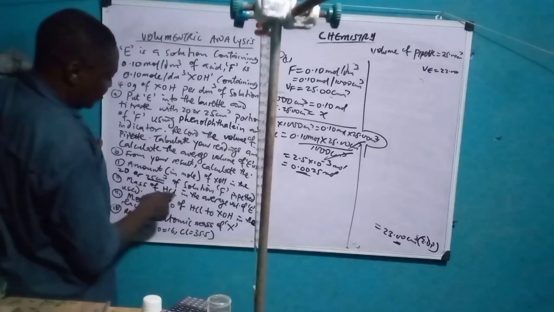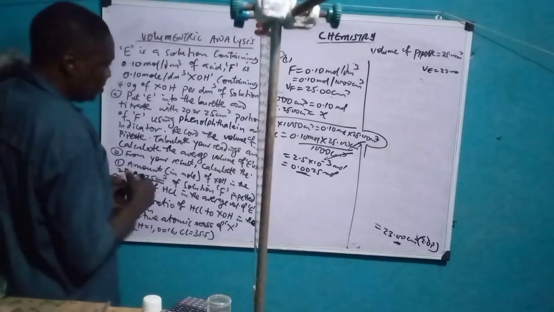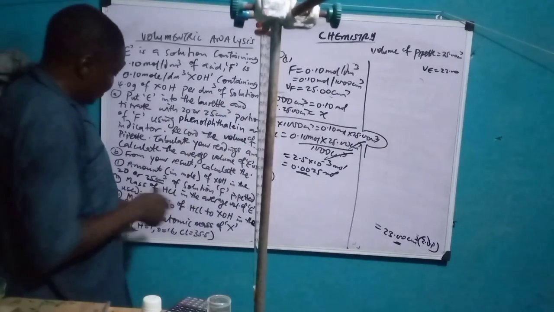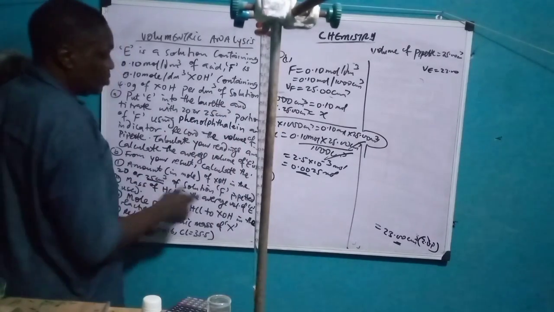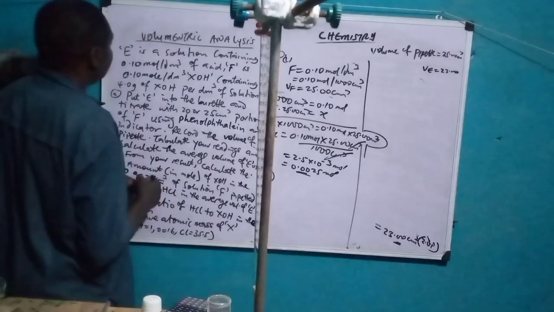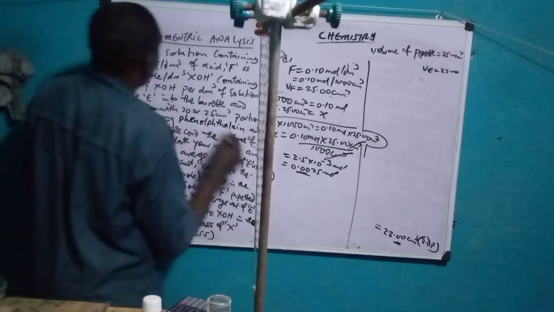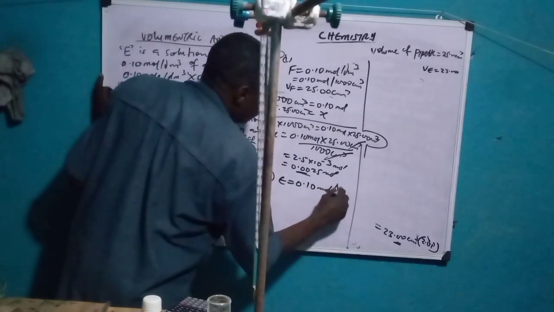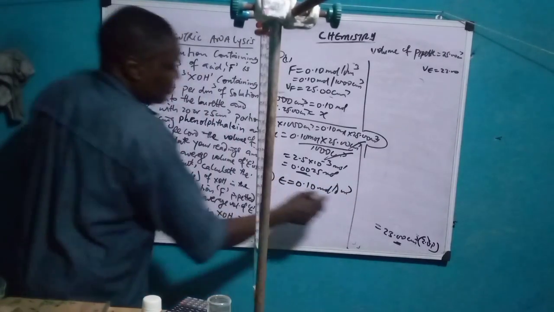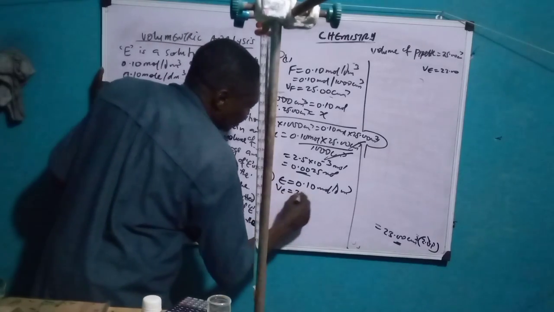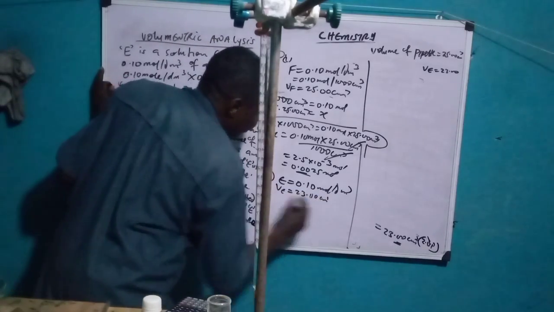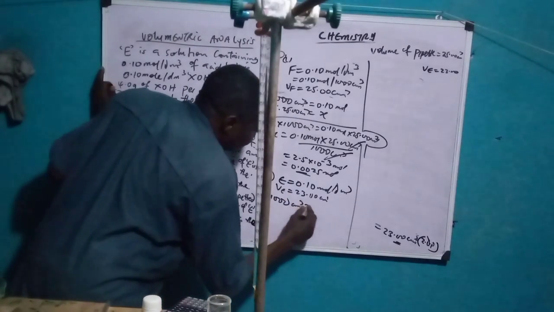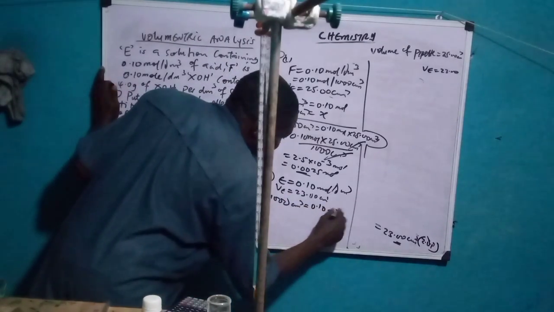The Roman figure 2: mass of HCl in the average volume of E used. To calculate that, they say average volume of E used, therefore you must convert it first to number of mole. You now say E equals 0.10 mole per dm3. But we know that the average volume VE is 23.00 cm3. You now say 1000 cm3, just like we did the previous one, equals 0.10 mole.